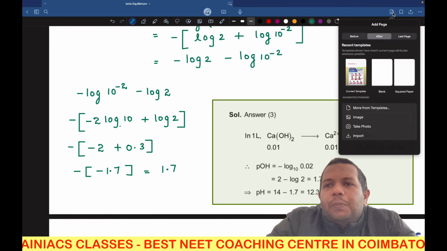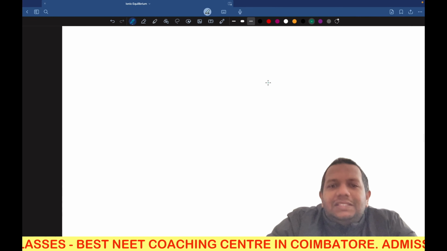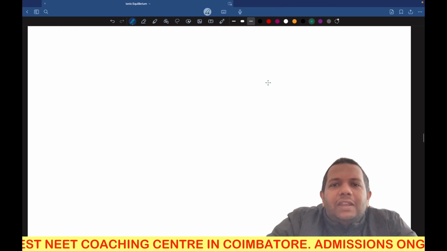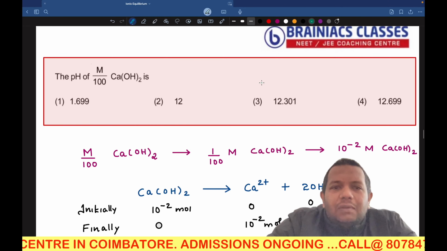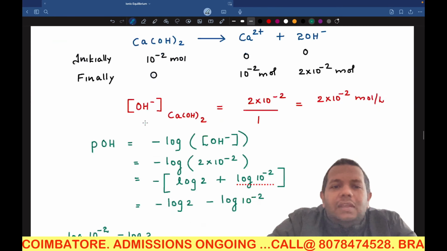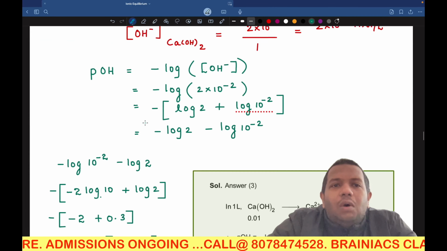So let us add one more paper and we'll calculate pH. Many students will forget that and they will check for 1.7 in the answer. But please understand, we need to calculate pH. What we have calculated here is pOH. Don't forget that.